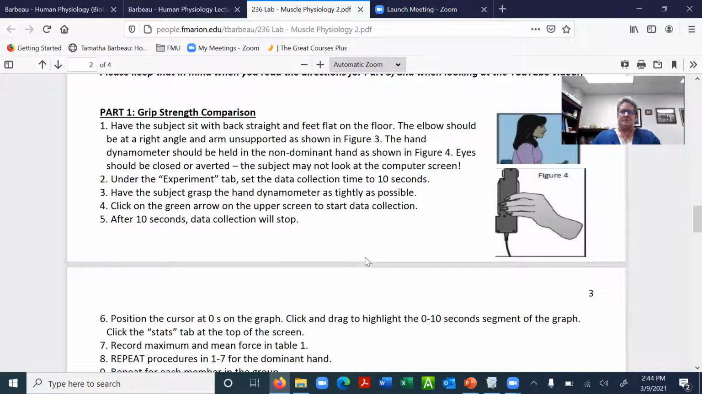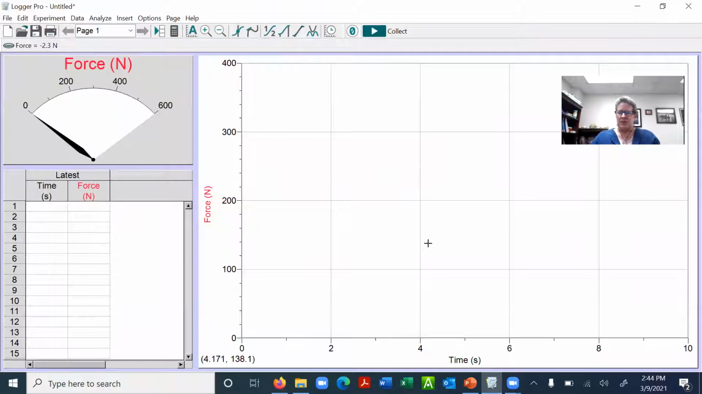First, I'm going to go to Logger Pro, and this is what it looks like. I've set my recording duration from 0 to 10 seconds. First I'm going to grip the dynamometer with this hand, and then I'm going to hit collect, and it will automatically stop after 10 seconds. So let's begin.